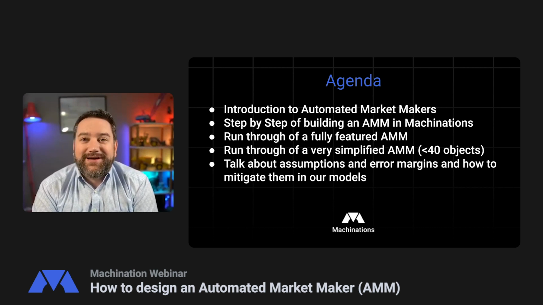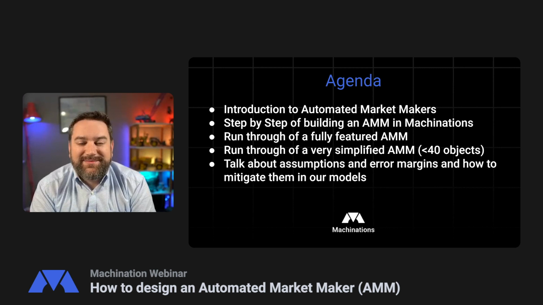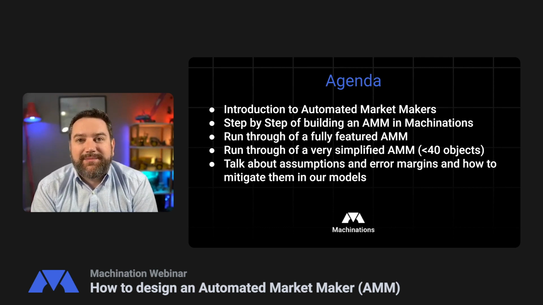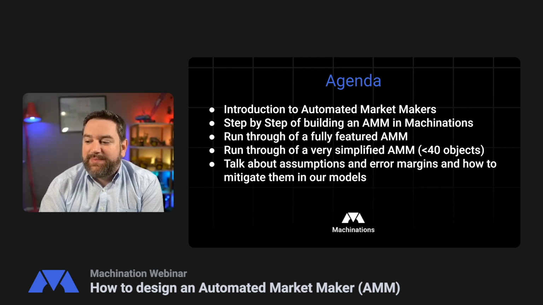I've spent a long time trying to make it as simple as possible, and I think I've got it down to less than 40 objects for a nice simple AMM that you can use in your model straight away. And then we're going to talk about some of the assumptions and error margins and how to mitigate them in our models so that you can be best prepared to handle them.